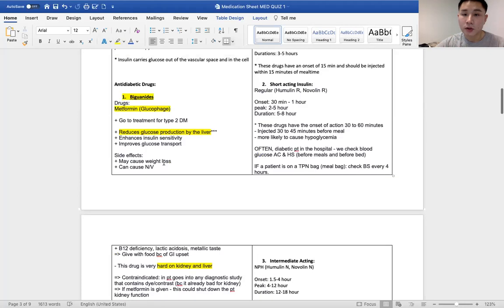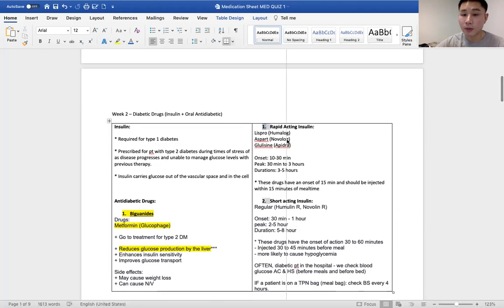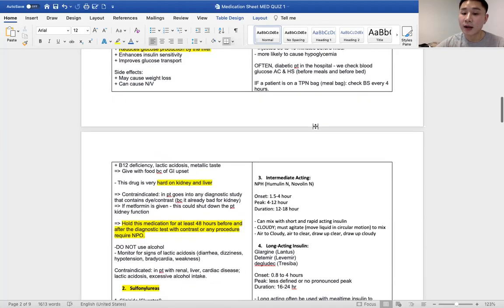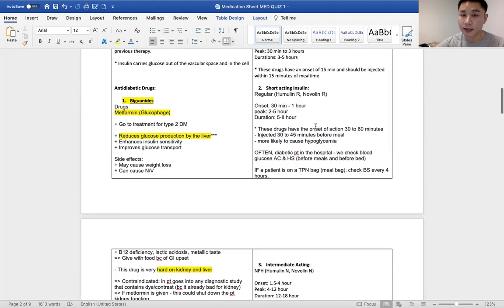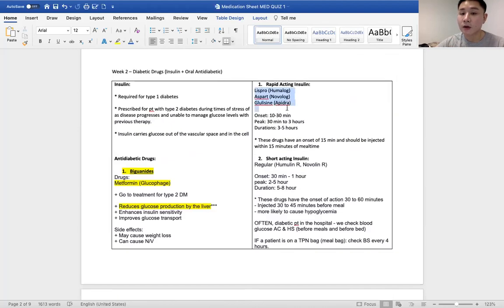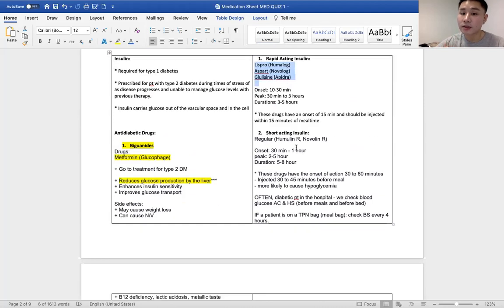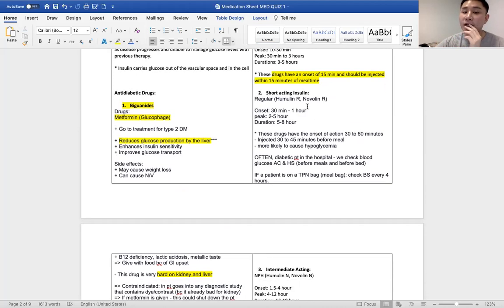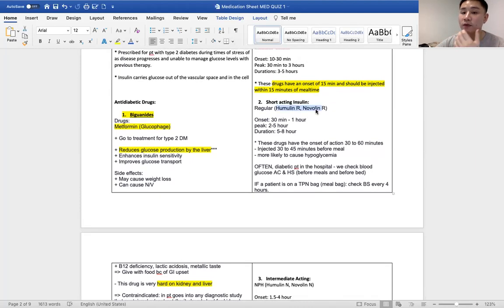Okay, this is really important to remember as well. She will ask you a question regarding rapid-acting, short-acting, intermediate, and long-acting insulin. Like I said, know all of these names, know the onset, peak, and duration. Rapid-acting insulin must have an onset of 15 minutes, so it should be injected within 15 minutes of mealtime. This is crucial to remember. And then the short-acting insulin is regular: Humulin R, Novolin R.